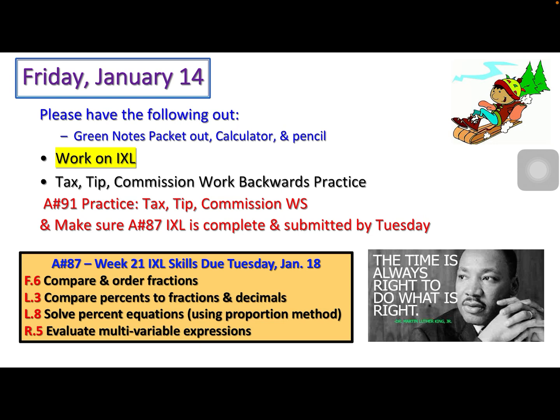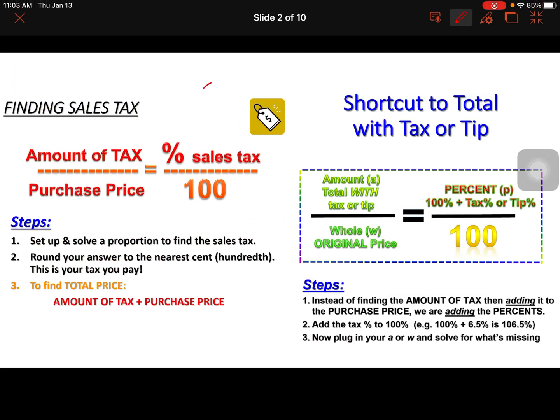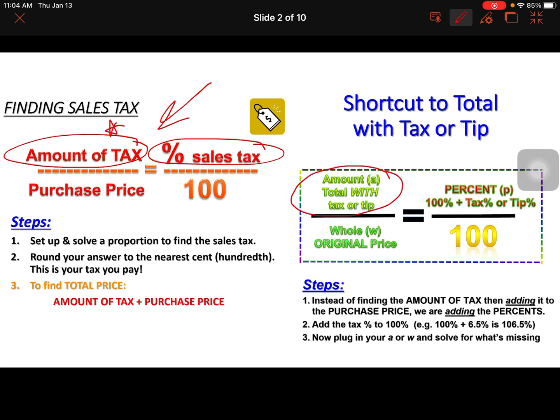Make sure you have your calculator out and a pencil. And let's begin. So we talked about finding sales tax and tip, and we use this proportion on the left-hand side where you find the percent of tax, and this becomes the amount of tax. What we are going to do is a shortcut. Instead of thinking of this as the amount of tax up here, we want to go directly to the total with the tax or with the tip.